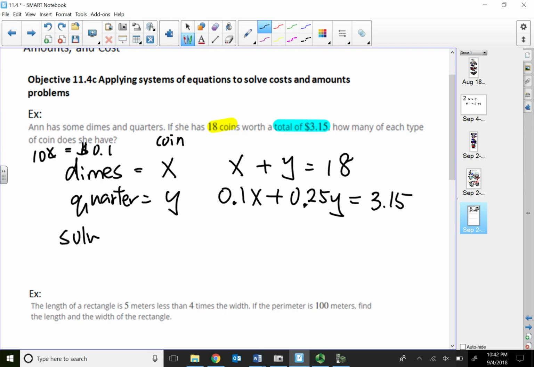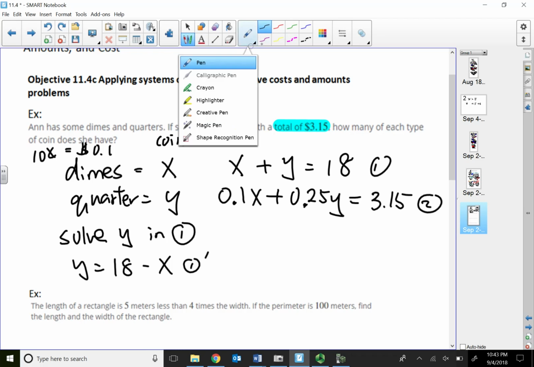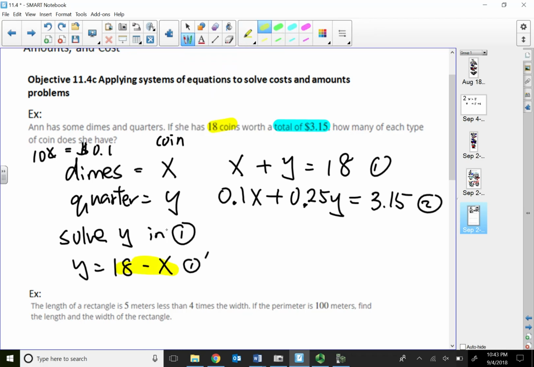So let's use the substitution method. I'm going to solve for y in the first equation. Move the x over, so y equals 18 minus x. That's my first equation prime. Let's substitute my 18 minus x into the second equation wherever I see a y. So 0.1x still the same, plus 0.25 times the y, now replaced with 18 minus x, equal to $3.15.